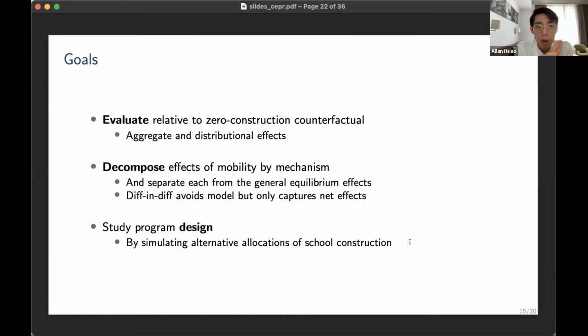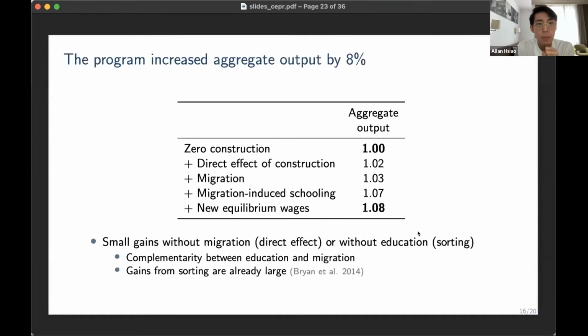What I also want to point out here is that the diff-in-diff is a statistical kind of object. The estimates from that are a statistical kind of finding that are true and valid, and those are going to avoid the model. But note, those are only going to capture the net effects, and net also of the general equilibrium effects. I want to separate these things out, and the model is going to be useful for that. Lastly, once I have the model and I can simulate alternative allocations of schools, I can also think about the design of the program.